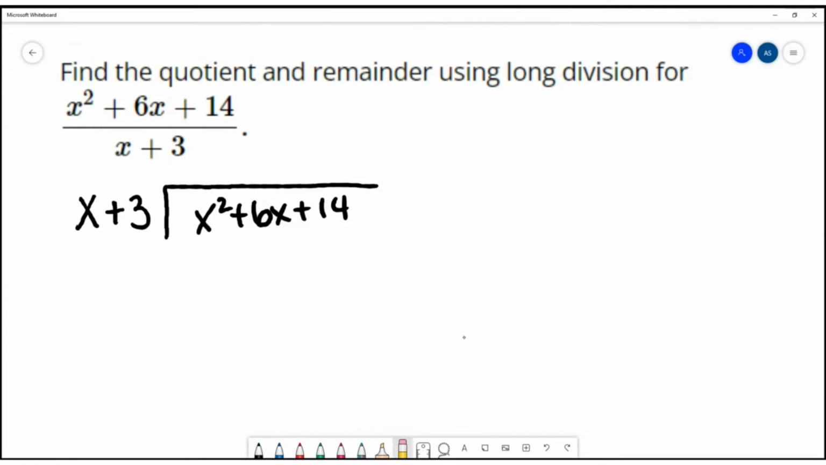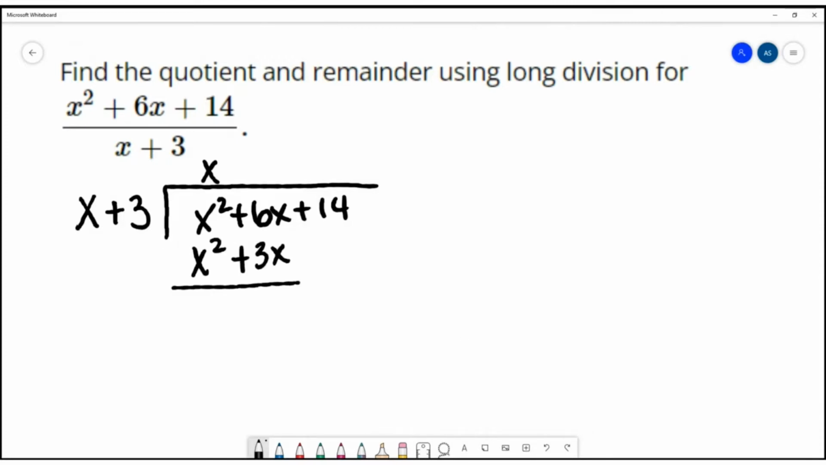We're going to focus on the first term in each one of these polynomials. We think to ourselves, how many times does x divide into x squared? That's x times. Or you can think, what times x will give me x squared? And that's x. And that's what we write up here. We're going to multiply that x times both x and 3 and write it down below. X times x is x squared. X times 3 is 3x.